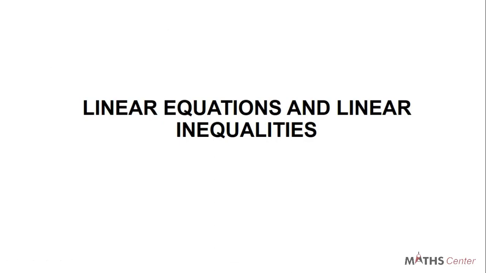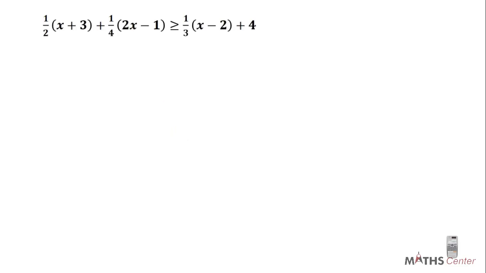We are still on the topic linear inequalities. In the previous video, we looked at an example on solving type 4 of linear inequalities. In this video, we are going to consider another example. So, let's look at the example for this video. The question given to us is 1/2 into bracket x plus 3 plus 1/4 into bracket 2x minus 1 is greater than or equal to 1/3 into bracket x minus 2 plus 4.